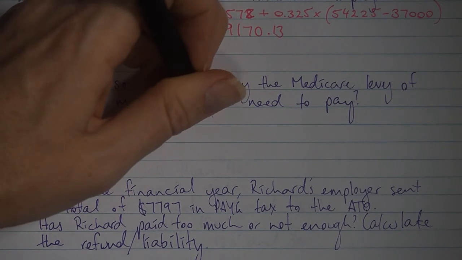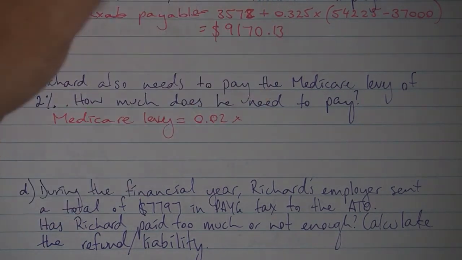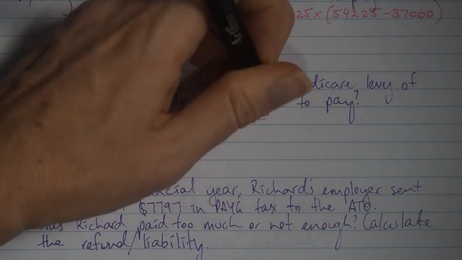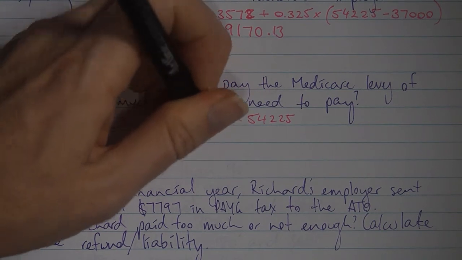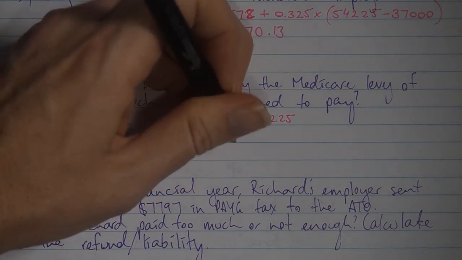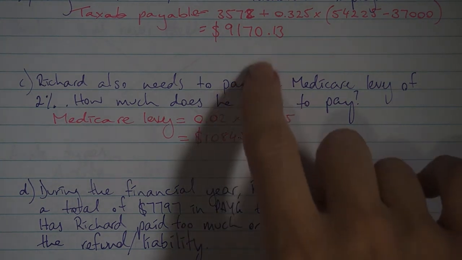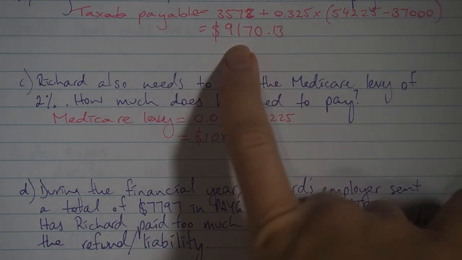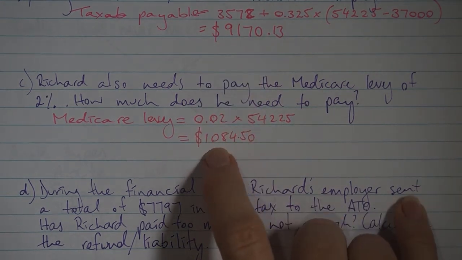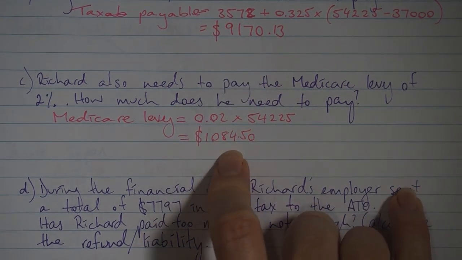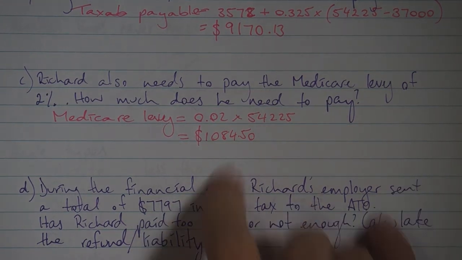So 0.02 gives us 2% multiplied by 54,225, and that is $1,084.50. So what that tells us, Richard owes his tax payable of $9,170.13. He also owes Medicare levy of $1,084.50. Okay, they need to be paid together.